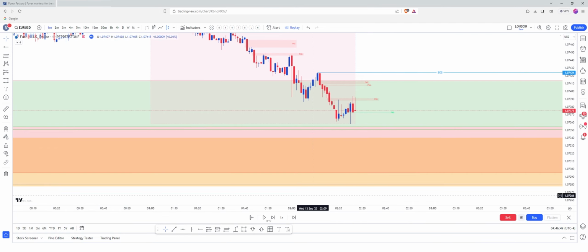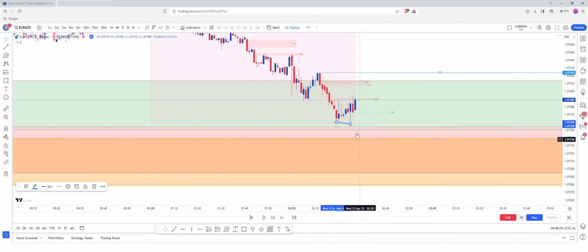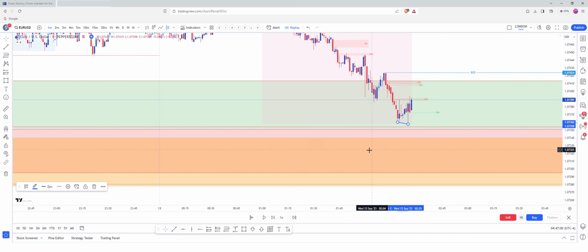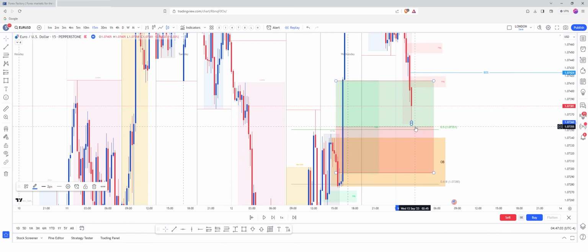Come down, we've got relative equal lows here. Now, we're building liquidity at this point. We're building liquidity above the discount area. Do we have any session liquidity at this point? We don't, so our session low is down here. Okay.